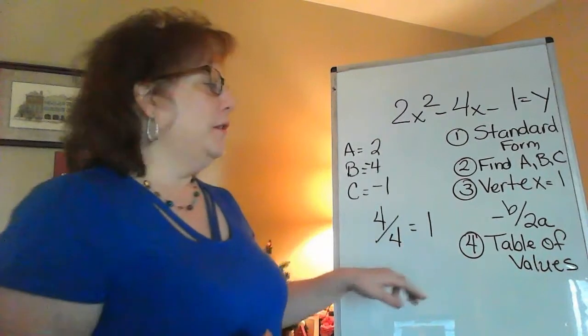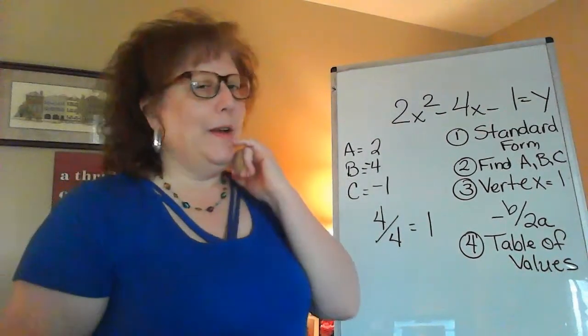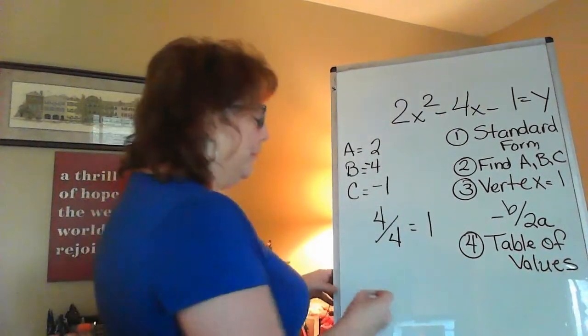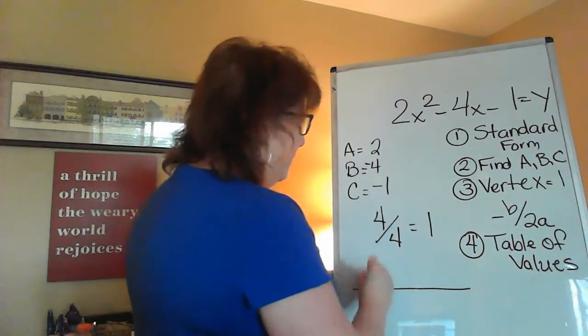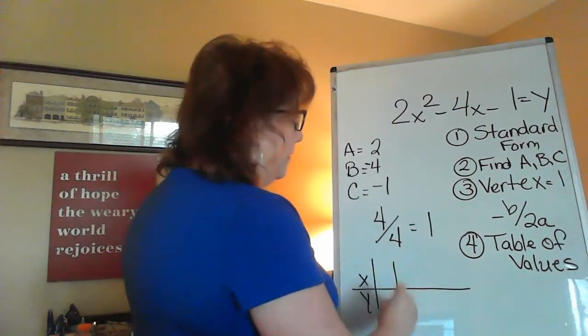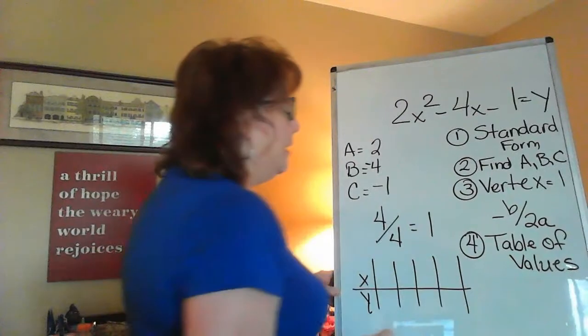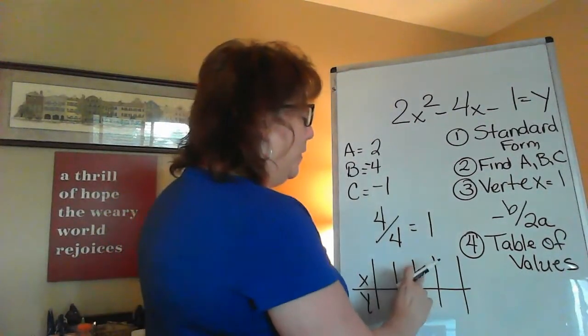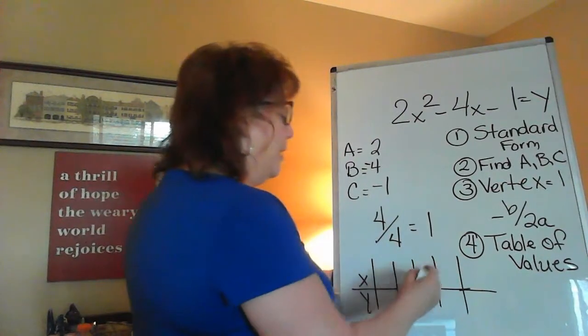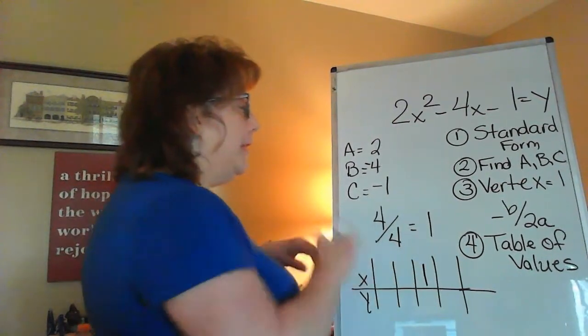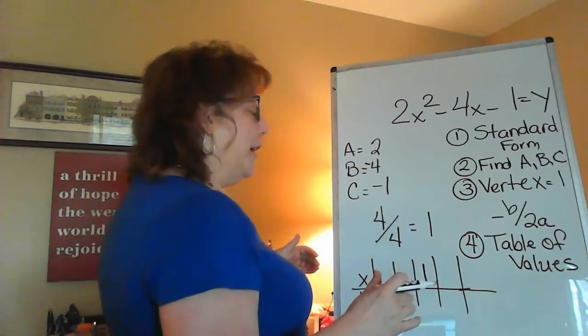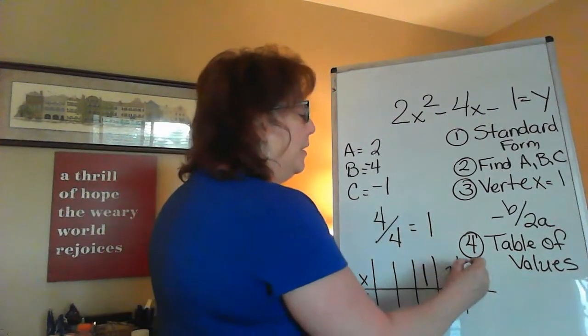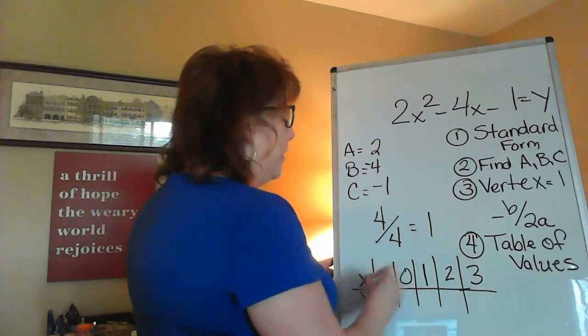And one question that you're going to be asked is, where does this 1 go on the table of values? Well, it should go in the middle. So I'm going to put the 1, stretch that, right here. Then I'm going to put numbers on the other side. So I'm going to go up 2, 3, 0, -1.